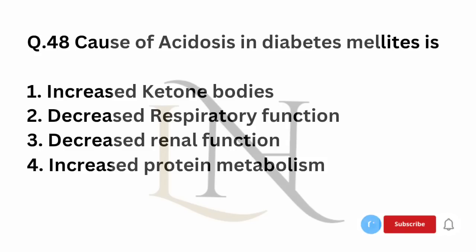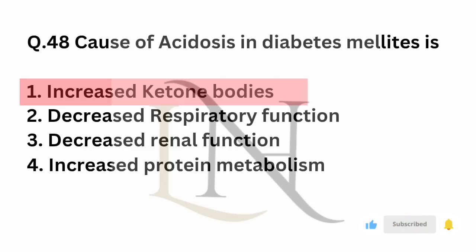Cause of acidosis in diabetes mellitus is option 1 increased ketone bodies, option 2 decreased respiratory function, option 3 decreased renal function, option 4 increased protein metabolism. Answer is option 1 increased ketone bodies. Move to next MCQ.